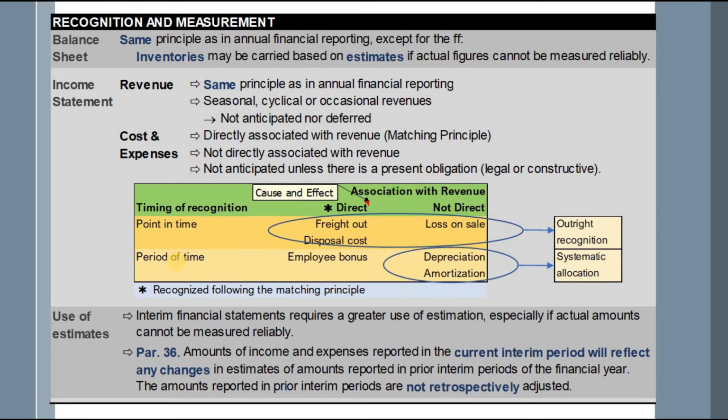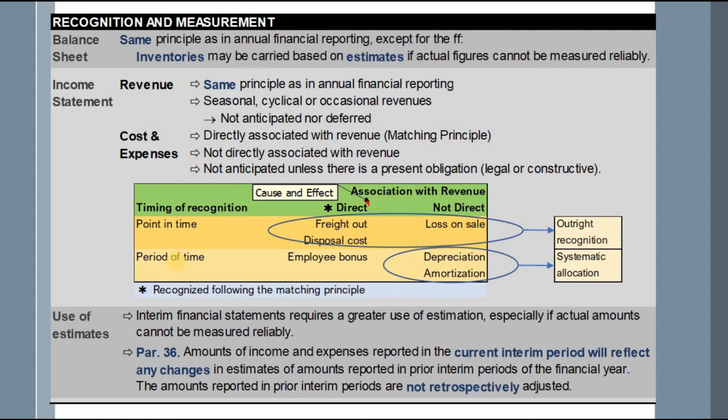Unlike the expenses that are recognized at a point in time, we are recognizing the expense in full on a specific date because after that specific date, there are no more benefit that will be obtained from such expenditure. So that is the difference between the two.